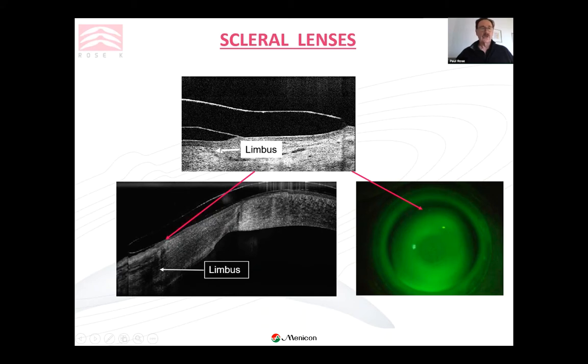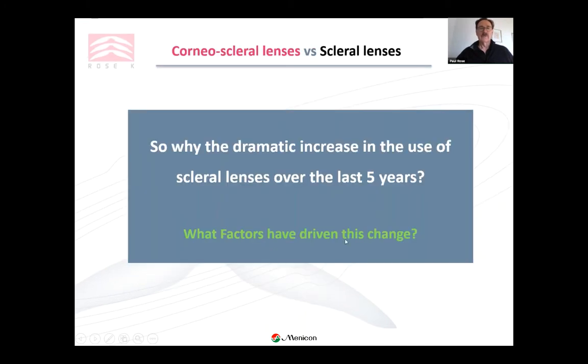This is a scleral lens, so we do get some conjunctiva trapped underneath the lens. Here's the limbus here. So the landing zone is on the conjunctiva, completely outside the limbus.